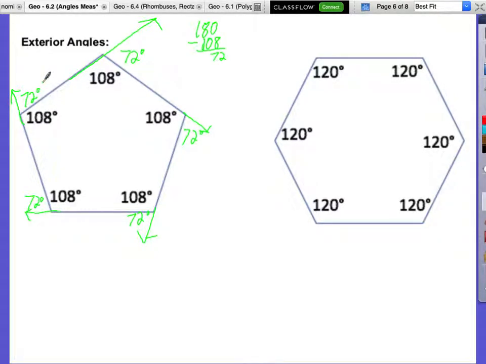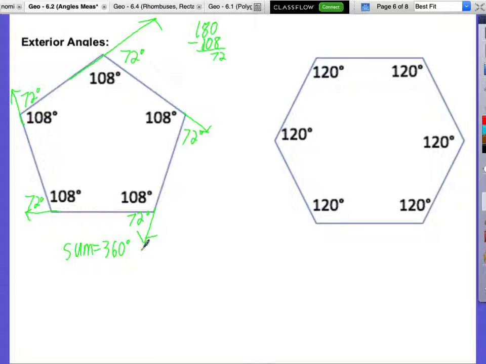So here, all 5 exterior angles would be 72. I want you to add up all 5 of those exterior angles. 72 times 5. The sum ends up being 360 degrees.